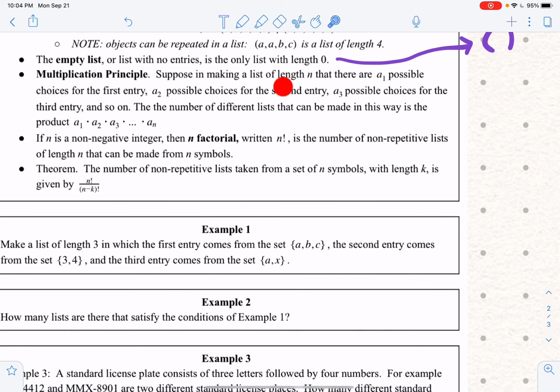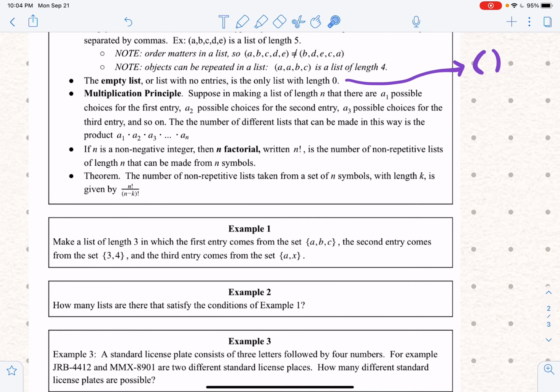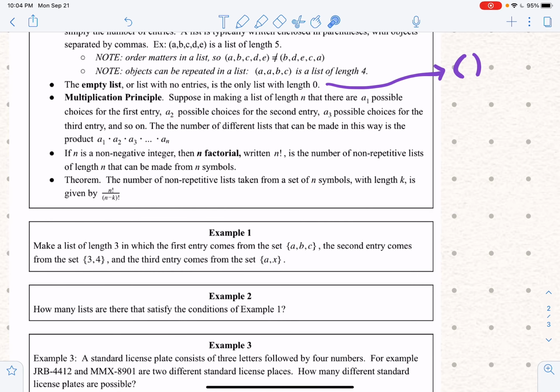If you're making a list of length n, and in the first choice there are A1, we call it, many possible choices. In the second entry in the list there are A2. The A1 and A2 are just supposed to be a number, the number of possible entries in each one. Then the total number of different lists you can make in this way is A1 times A2 times A3 times A4, all the way up. Okay. That's it for our first example and introduction to the multiplication principle, and we will come back in our next video for more examples.